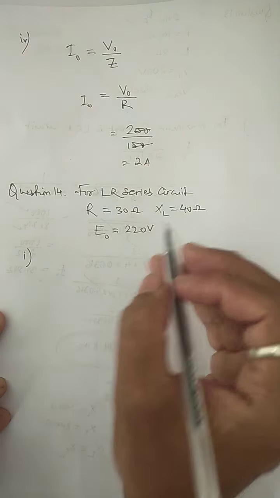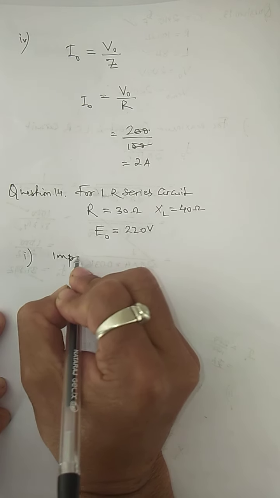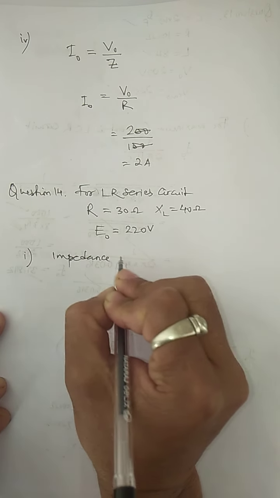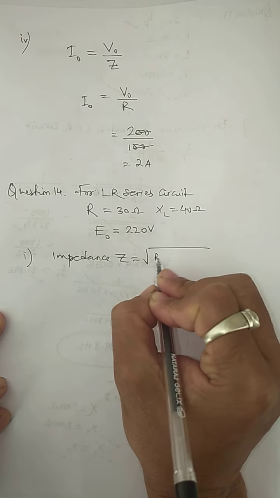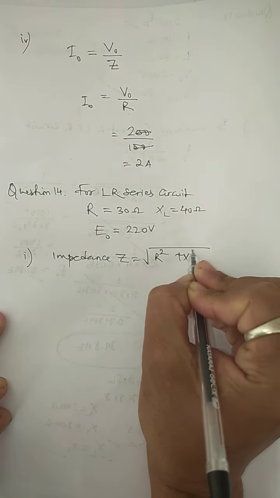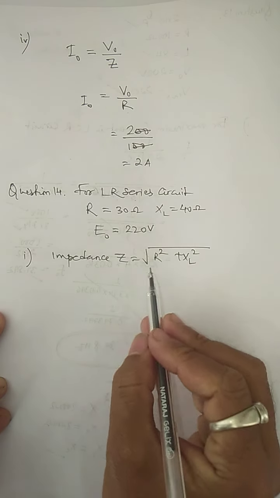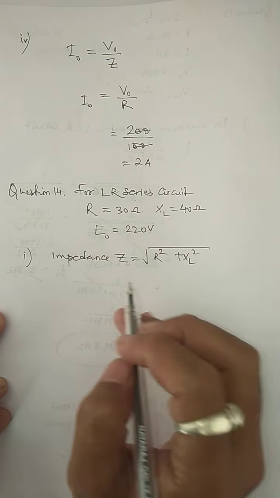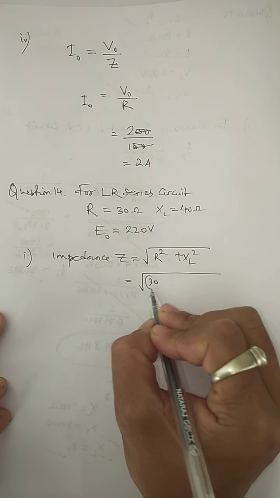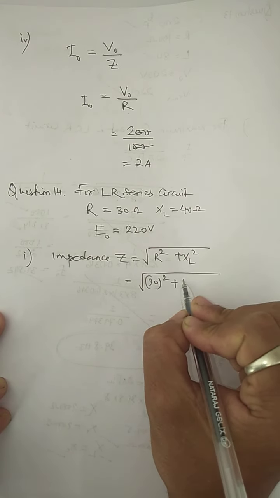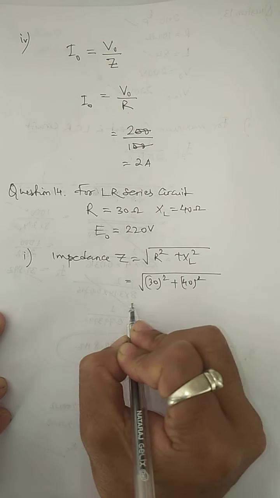Now for an LR series circuit, the impedance is given by the formula: impedance Z equals the square root of R square plus XL square. So children, look at the formula: Z equals the square root of R square plus XL square. R, the resistance, is 30 ohm with whole square, and XL is 40 with whole square.